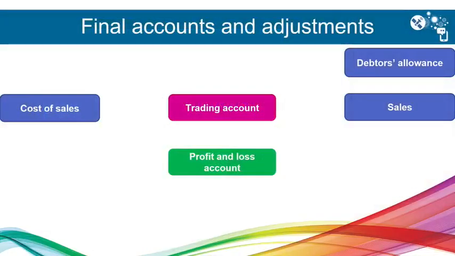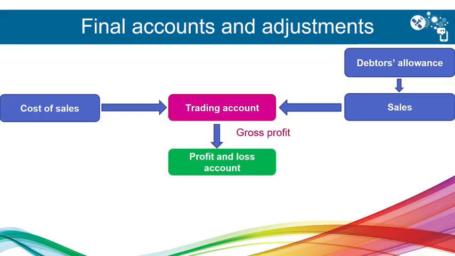So obviously we start with sales. But we know that the debtors return goods in the debtors allowance journal, and that debtors allowance will cause the sales to decrease. So that is why it is our first closing transfer: debtors allowance to be closed off to sales. Then sales to be closed off to the trading account, cost of sales to be closed off to the trading account. And by taking sales minus the cost of sales, we get the gross profit.